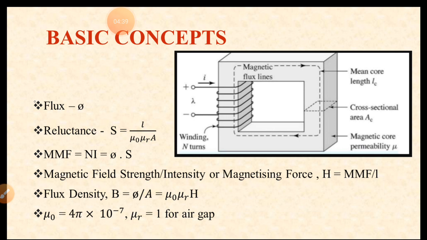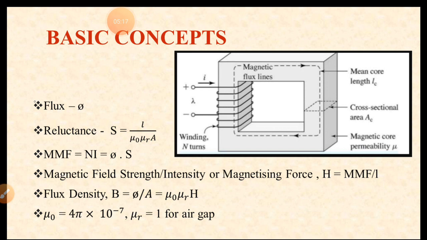We had already seen it. MMF is equal to N into I and also it is equal to phi into S. The fourth term, that is the magnetic field strength, or it is also known as magnetic field intensity or magnetizing force. It is denoted by the letter H. It is equal to H is equal to MMF by L. That is MMF per unit length, where L is the length of your core.